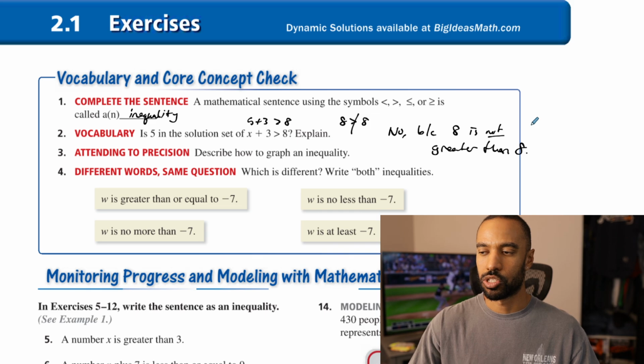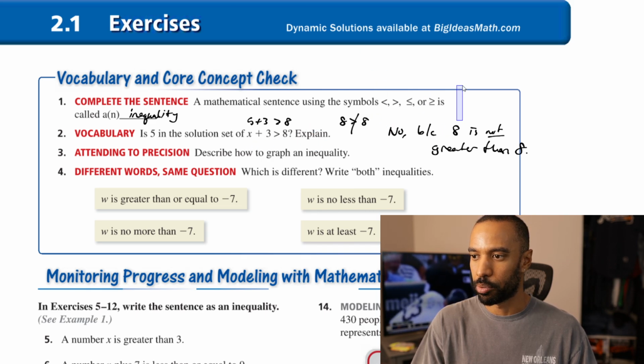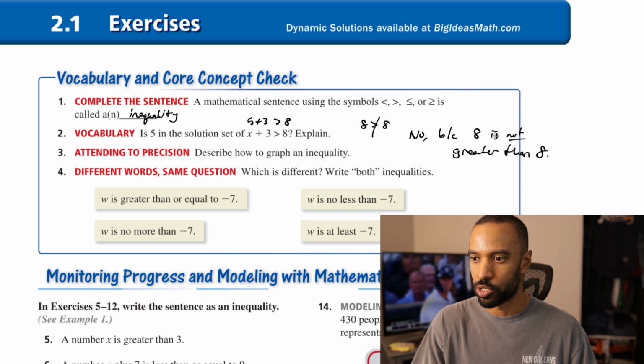So the bottom line is you're doing a substitution of 5 into x. Number 3, attending to precision. Describe how to graph an inequality. Well, I just stated it on the previous one, and I don't really have much room to do here.